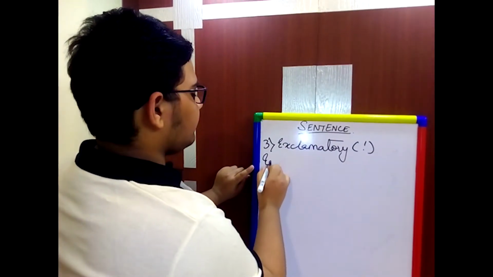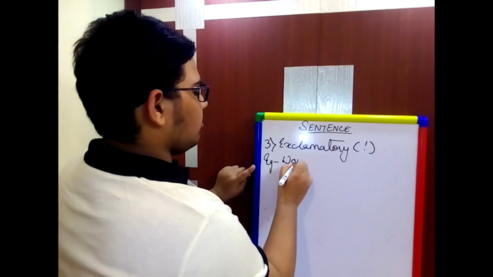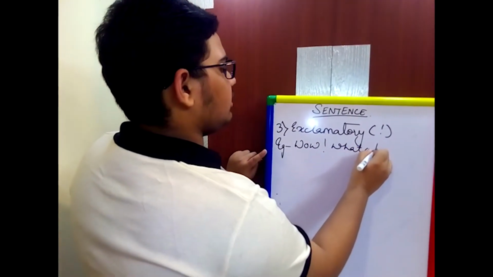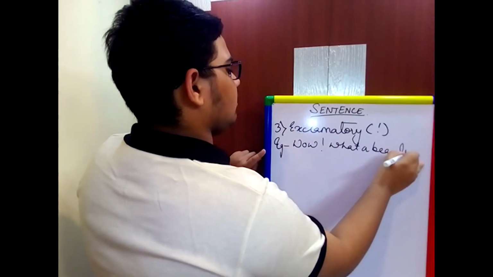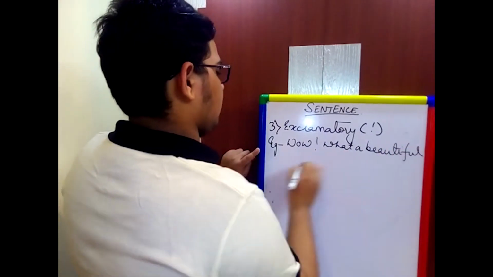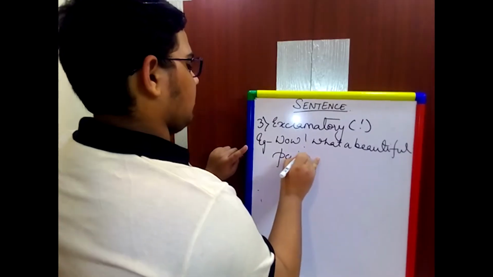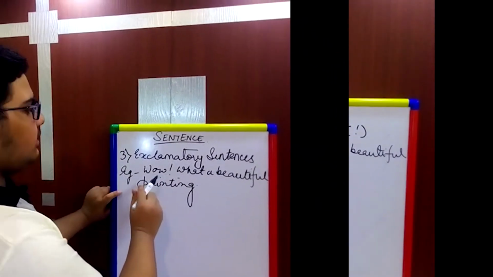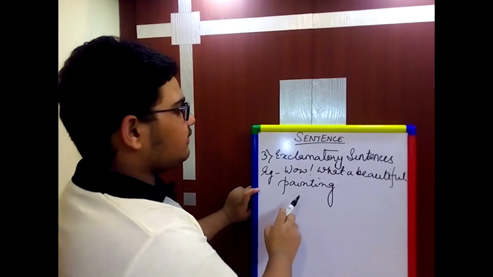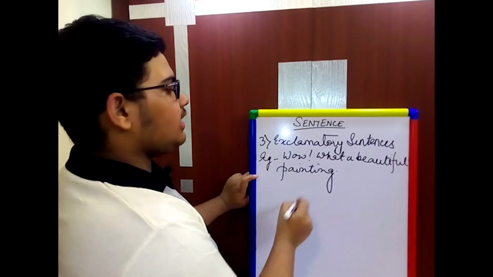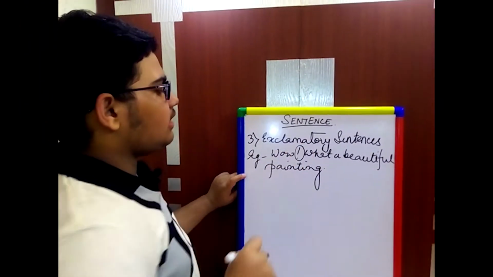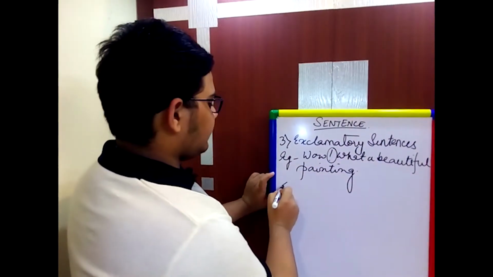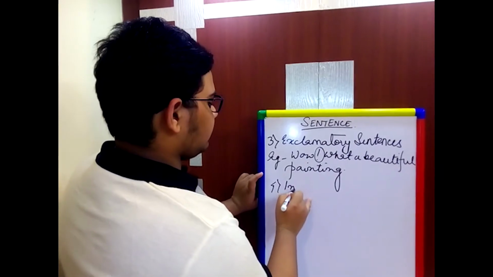For example, we can write, "What a beautiful painting." So, we can see that this is an example of an exclamatory sentence. Why? Because this has an exclamation mark and it expresses a strong feeling. Now we come to the fourth type of sentence, which is the imperative sentence.